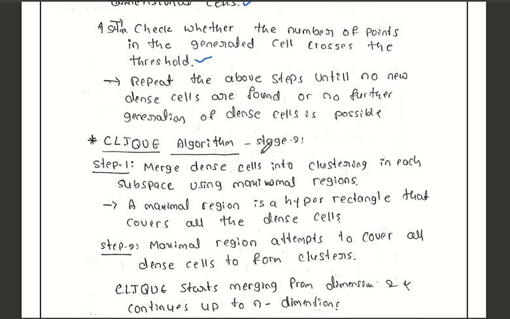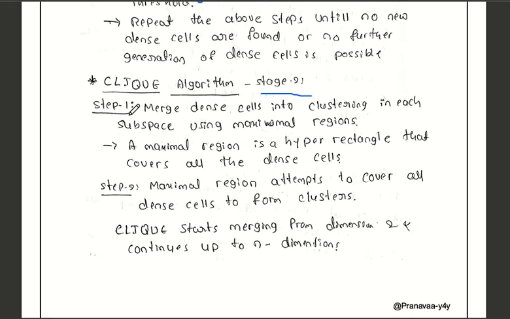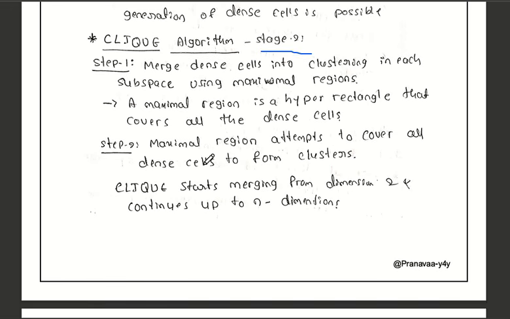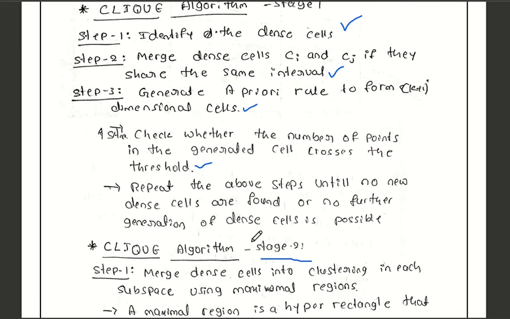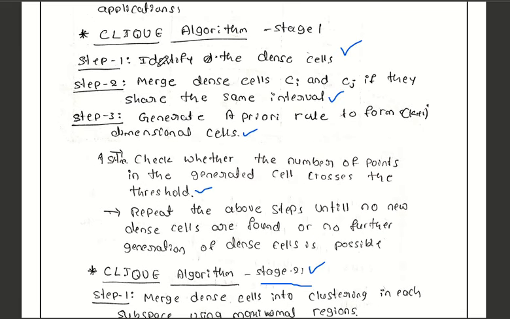Okay, and in stage 2, in the first step, merge dense cells into clusters in each subspace using a maximal region. A maximal region is a hyper rectangle that covers all the dense cells. So in step 2, the maximal region attempts to cover all the dense cells to form the cluster. CLIQUE starts merging from dimension 2 and continues up to n dimensions. So this CLIQUE algorithm starts from stage 2 onwards, but before that you need to do some prior work.